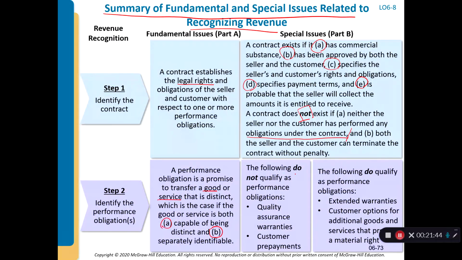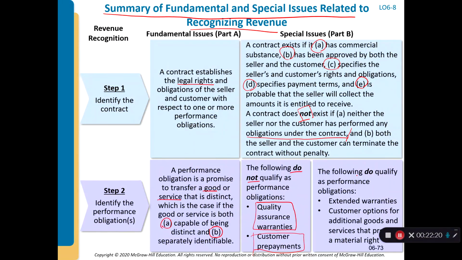And then what cannot be considered as qualified for a performance obligation? First of all, the quality assurance warranties, right? Basically this kind of warranty only promises the customer that the delivered goods satisfy the quality that was promised, as a normal course of quality, right? It has no improvement or enhancement of quality. And also the customer's prepayment is not able to be considered as an obligation, okay?